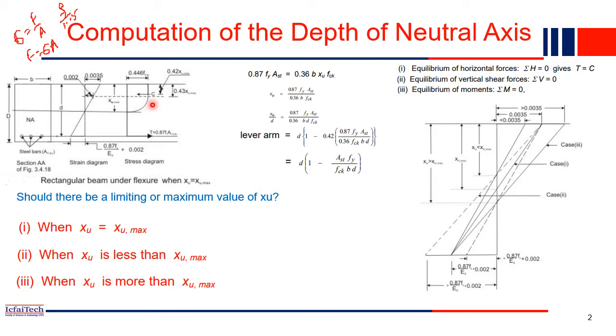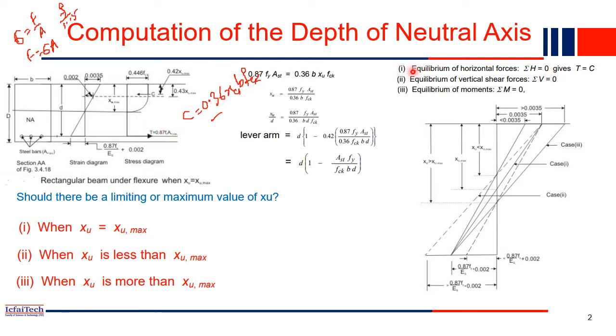So this is T. Now what is C? C we derived in the last lecture, lecture number 7. What did we get? C equal to, if you recall, 0.36 Xu b fck. So this is the formula we derived in the last lecture. So now here, you know the value of T, and C is this much.